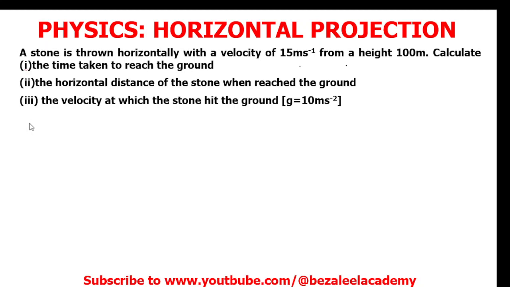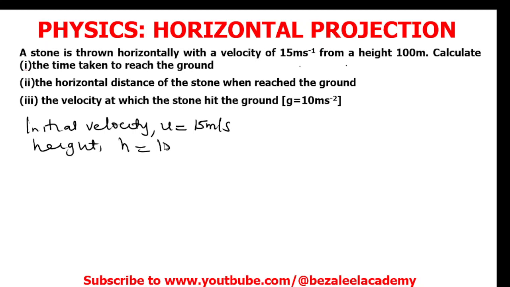Yes, we are given the initial velocity, which is u equals 15 meters per second, and we are given our height. Our height is h, which is 100 meters, and we are asked to calculate the time taken, which is our t. Our time taken is our t. We don't need to forget that it is unknown.